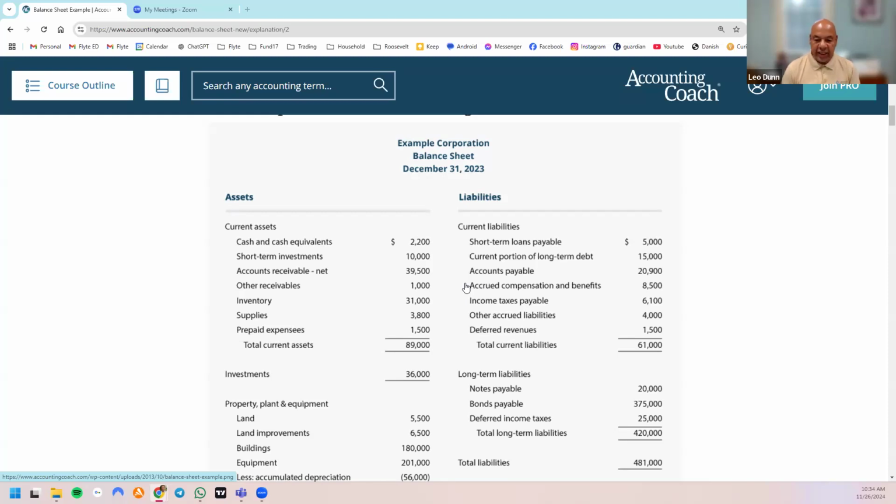In our example, we have $61,000 in current liabilities. Any question on current liabilities?